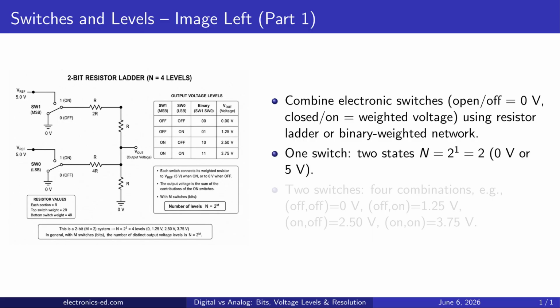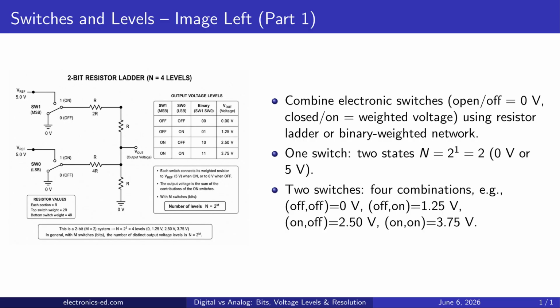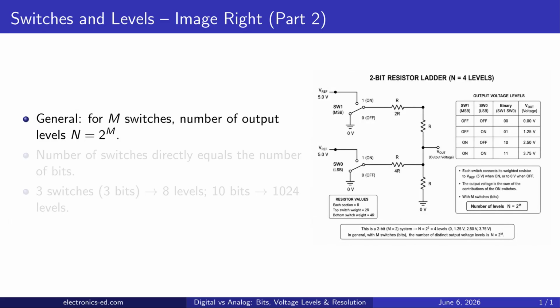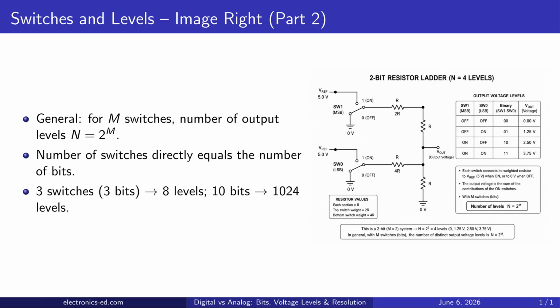With one switch, we have two states, 0 volts or 5 volts. Two switches give 4 combinations. For example, off-off is 0 volts, off-on is 1.25 volts, on-off is 2.5 volts, and on-on is 3.75 volts. In general, for M switches, the number of output levels N equals 2 to the power of M. The number of switches is exactly the number of bits. 3 switches, or 3 bits, give 8 levels. 10 bits give 1024 levels.